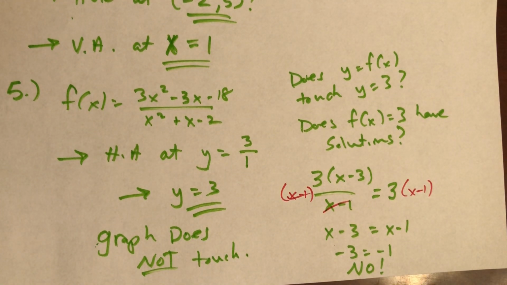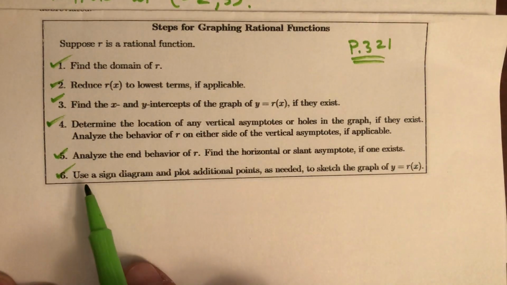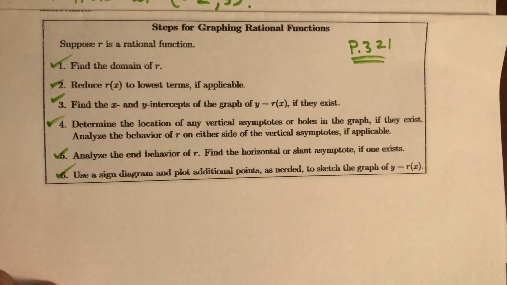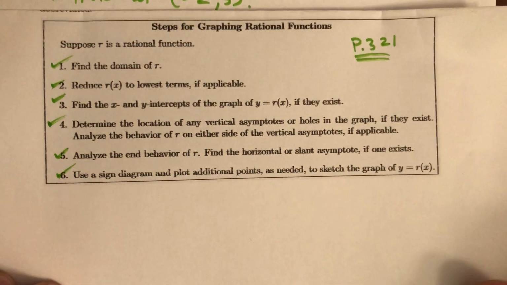Okay, awesome. So that was step 5. So we found our horizontal asymptote, and we determined that our graph does not touch the horizontal asymptote. Okay, well, let's take a look now at step 6. Use a sign diagram and plot additional points as needed to sketch the graph of our function.